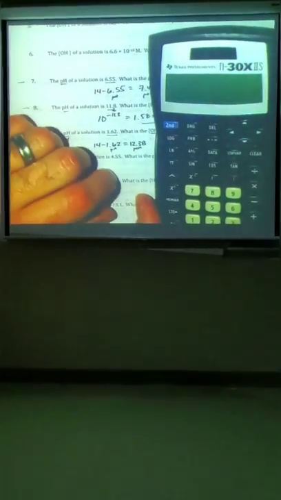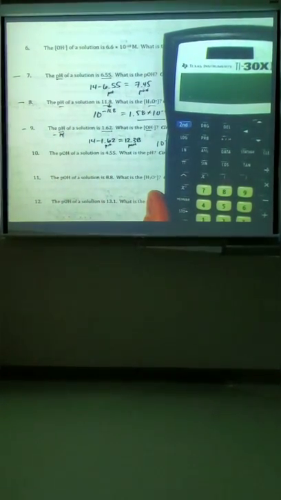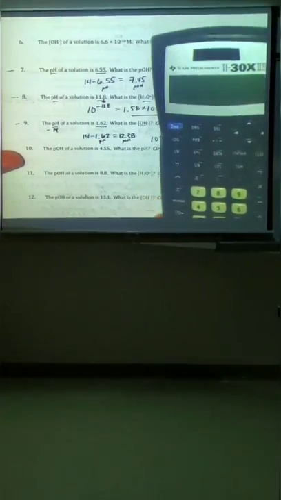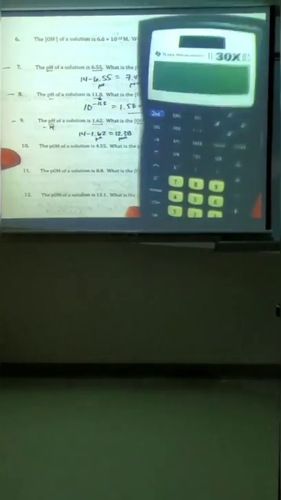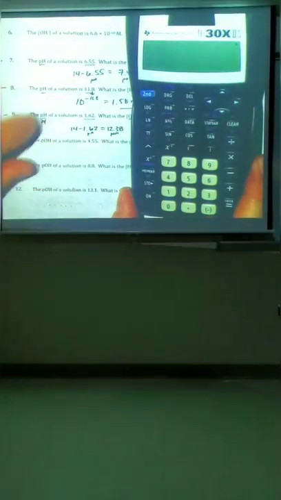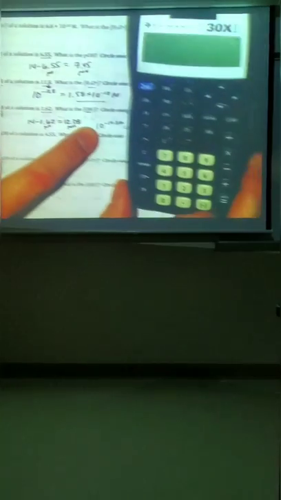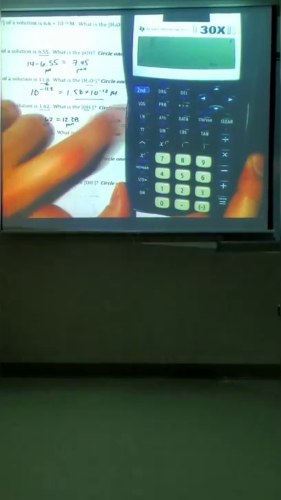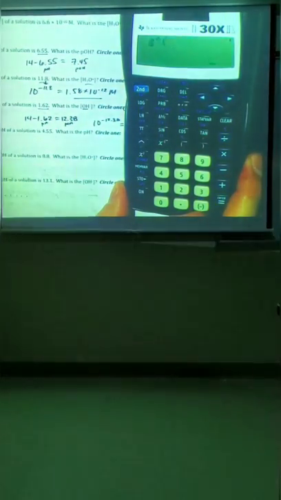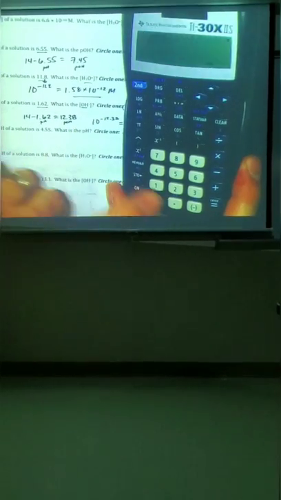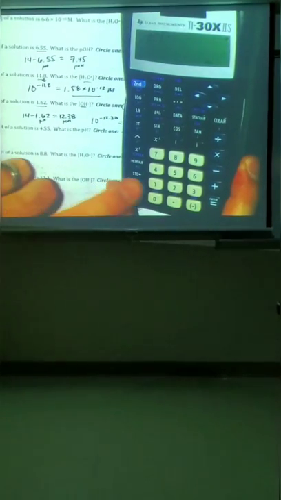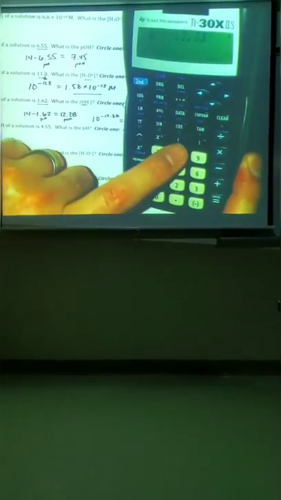Sometimes I take 2 steps. Your textbook doesn't give you pOH or any kind of OH stuff, but I like it because it speeds things up dramatically, not having to go through KW all the time. So again, here we are at 10 to the power of, so that's second log. Notice it looks just like our formula. Negative, not subtract, 12.38.